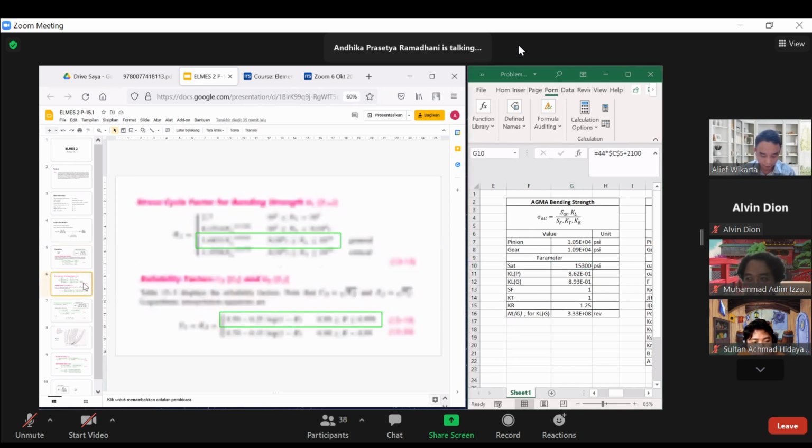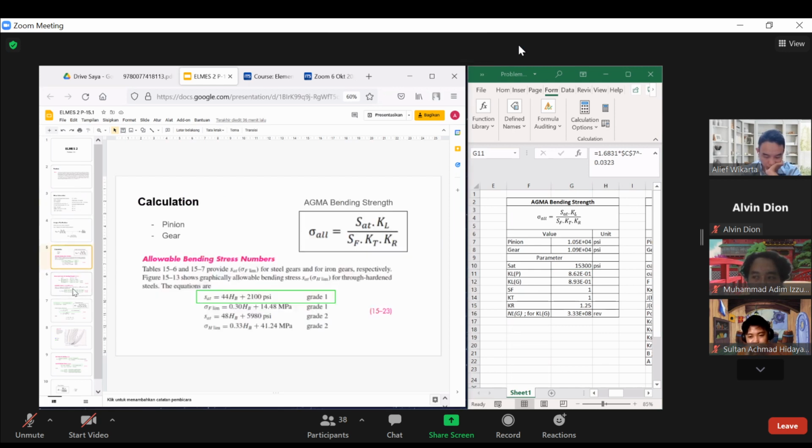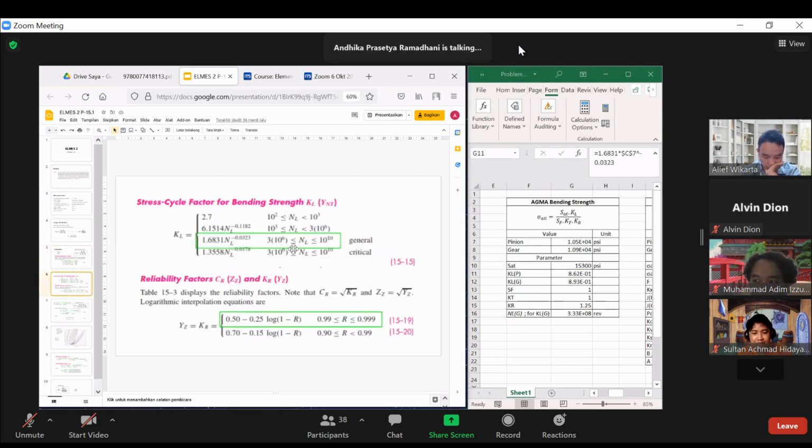Next is the KL. We have to look for the pinion and the gear. For the pinion, we already know the life cycle for the pinion is 10 to the power of 9 revolutions, so it is in this range. So I use this formulation to get the KL for the pinion. This is the value I get.